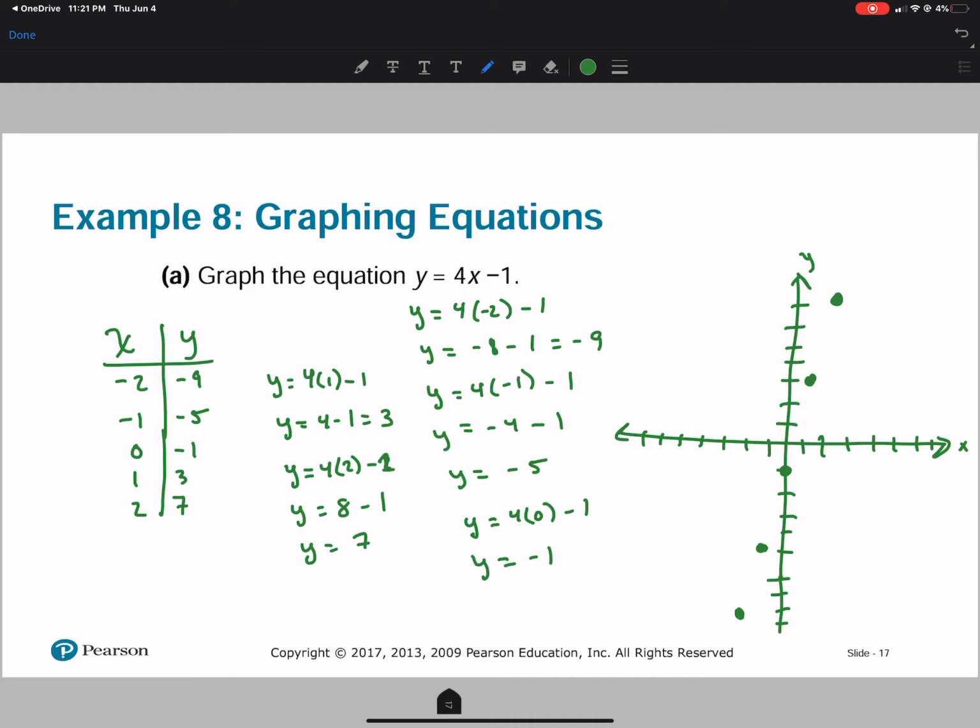And then we draw our line. Now, I did a dotted line just to get the line straight, and then I can go back and fill it in. Not the straightest line, but you get the point. And that's basically how you create and graph a linear equation. And that's how you graph this equation.